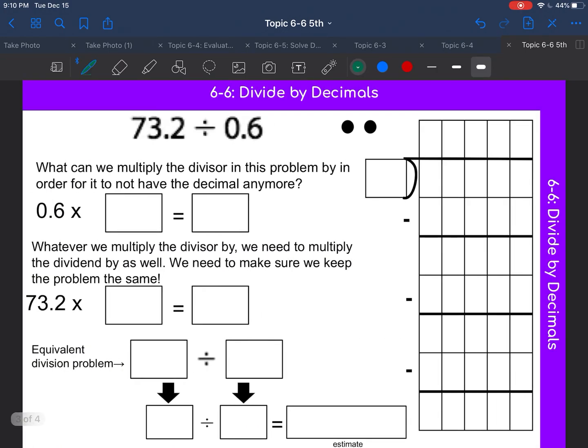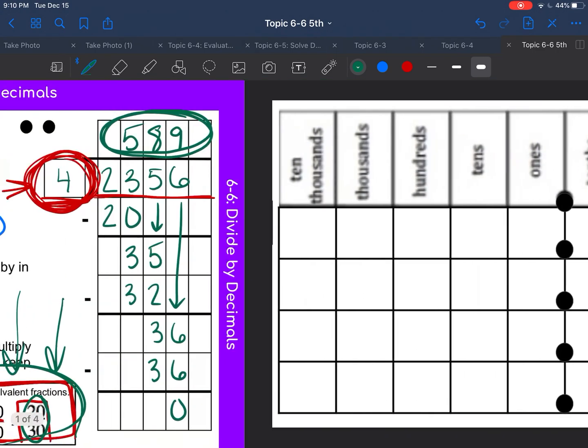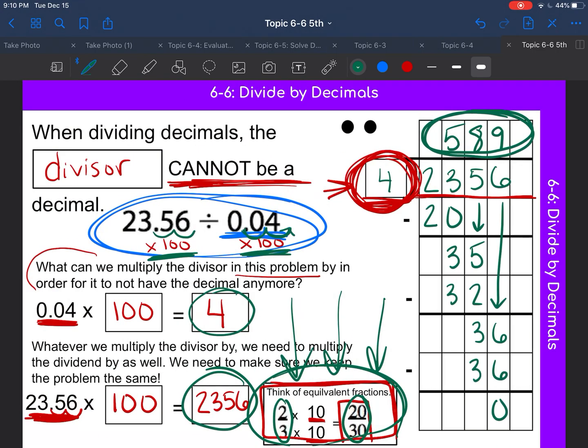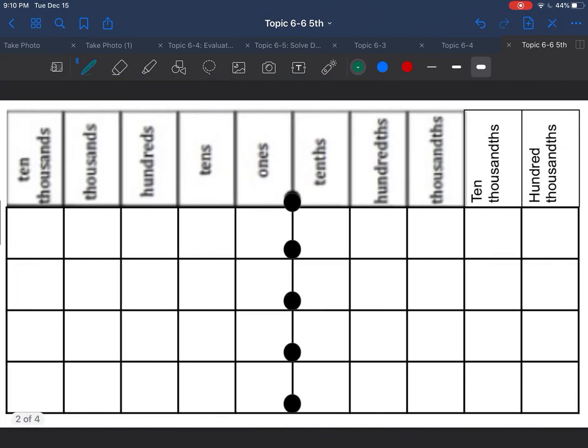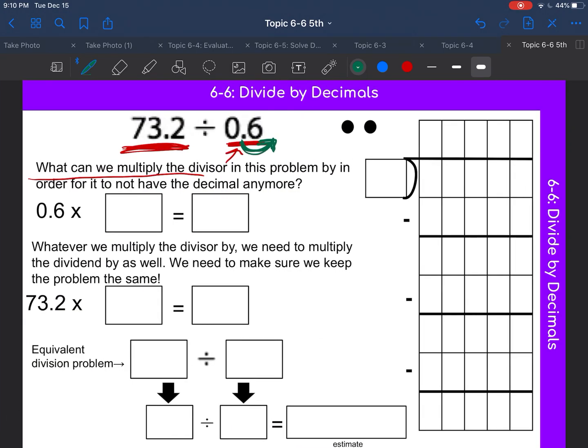All right, so our problem is 73 and 2/10 divided by 6/10. Okay, so again, what can we multiply this divisor by in order for it to not have a decimal anymore? Basically, we want to shift it one time this way. So what would that require? If you look back at these problems, shifting it twice was multiplying it by 100. So shifting it once is multiplying it by 10.